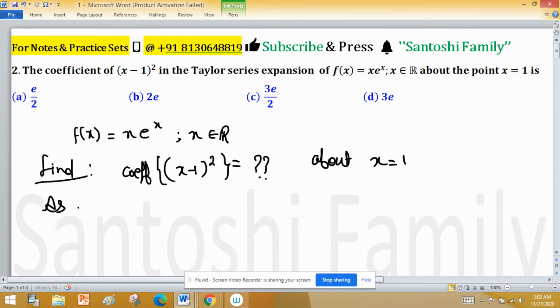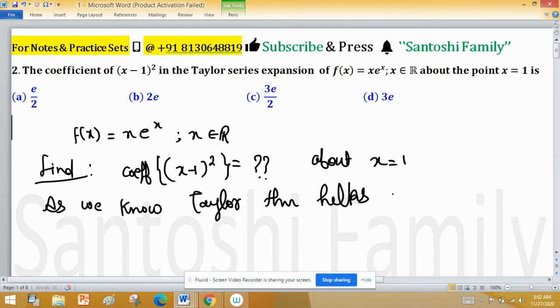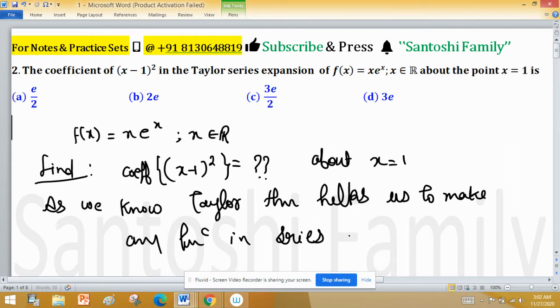As we know, Taylor theorem helps us to make any function in a series format, or polynomial.